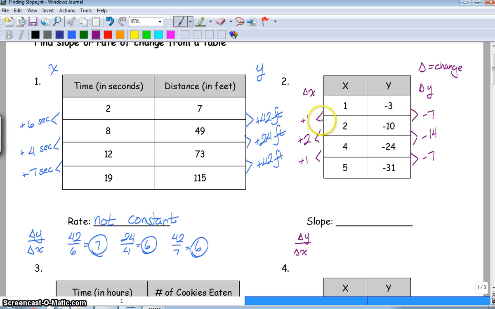So it's -7 divided by 1, which reduces to -7. -14 divided by 2 reduces to -7. And -7 divided by 1 reduces to, again, -7. Since all of these slopes are -7, the slope for this entire chart is -7. So let's try 2 more.